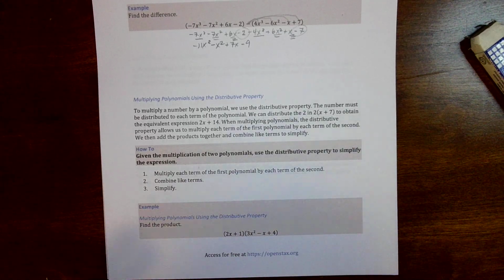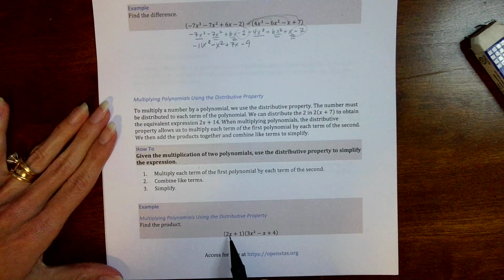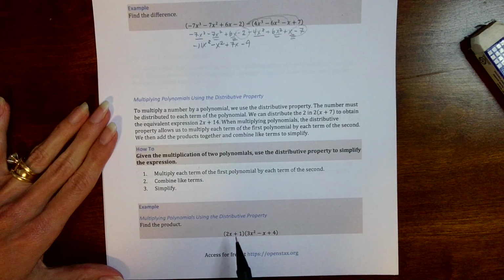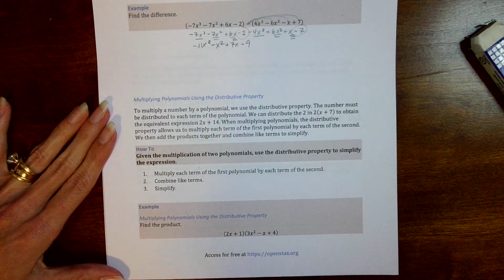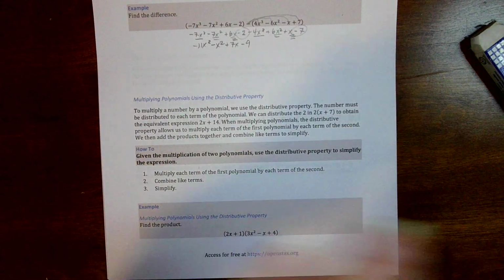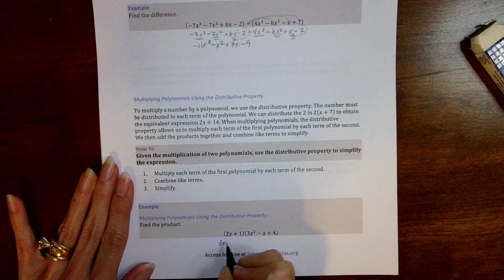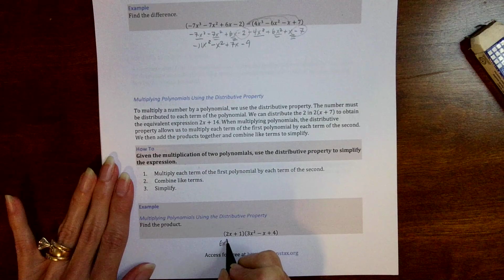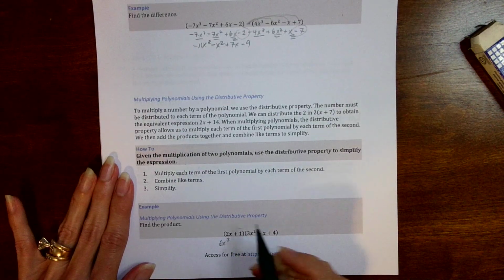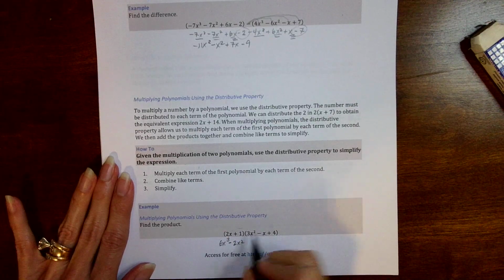So when we multiply a polynomial times a polynomial, we have to make sure that this 2x touches everything to the right of it, and this 1 touches everything to the right of it. So we're going to distribute each term. So I'm going to take 2x times 3x squared gives me 6x cubed. 2x times this gives me negative 2x squared, and then 2x times this gives me plus 8x.